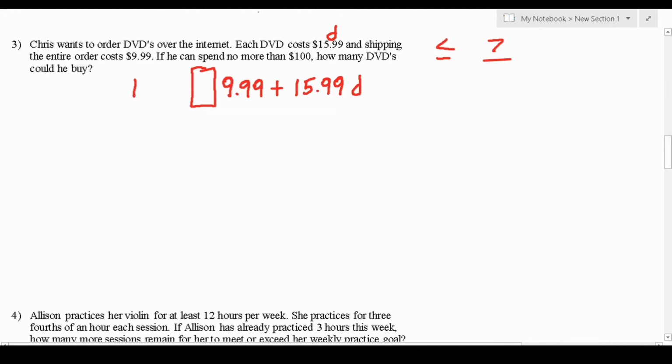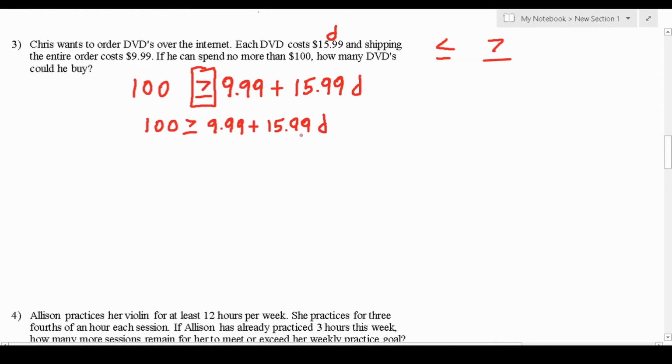Again, in this box, we got to decide which inequality sign to use. But that said, we know he can spend at most $100. So what this right-hand side of the equation says is this is the amount he can spend. As we know, that has to be less than or equal to $100 since that's all he has. So let's go ahead and rewrite this without the box in it. Again, this is greater than or equal to $9.99 plus $15.99 D.